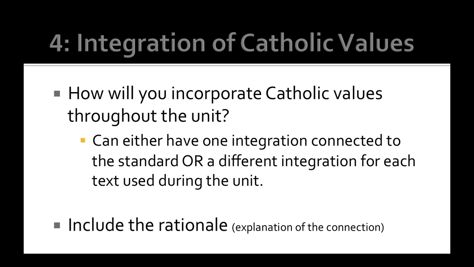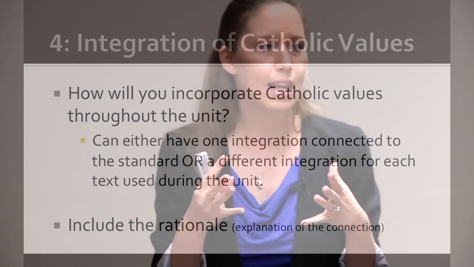Now you have some choices here. Normally when I do a unit in social studies, science, or math, I come up with one big integration of Catholic values for the whole unit. So for example, 3rd grade has standards that are all about how everything in the solar system follows a predictable path or orbit. And so you can figure out what's going to happen based on that predictable path.